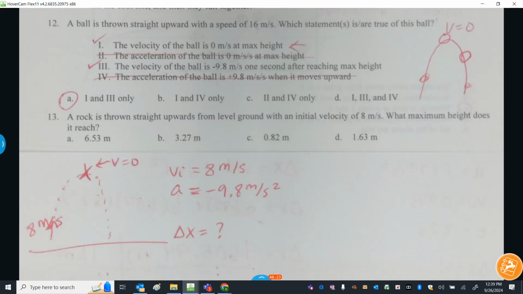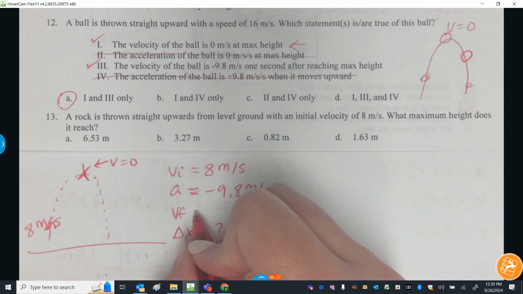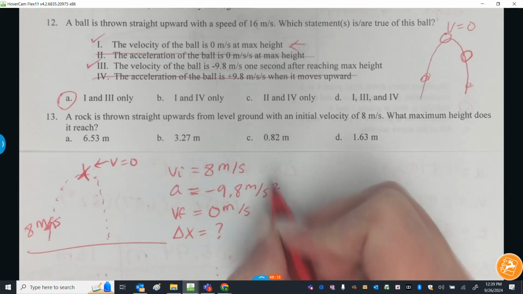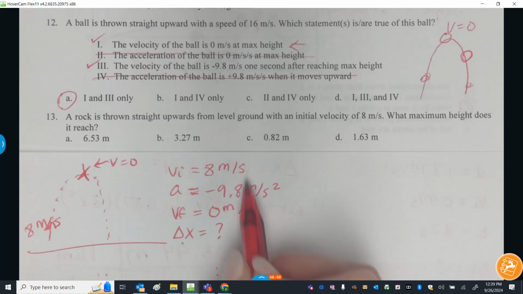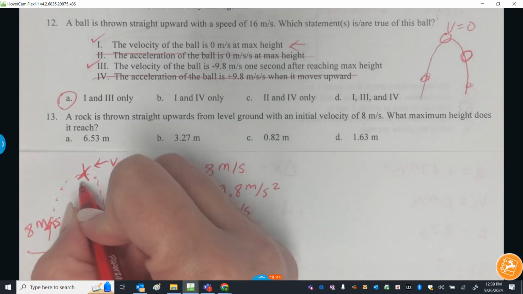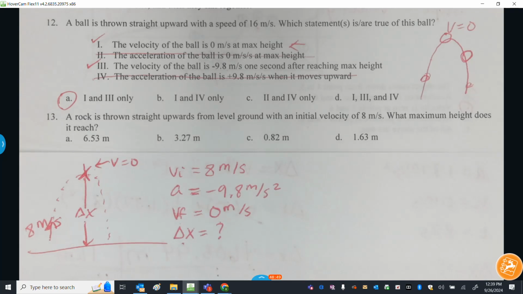So guess what? I can call that my final position. You can write V top if that makes you more comfortable, but that velocity up there at the top is 0. Because I am finding the displacement of the ball described here, I'm looking for the displacement when the velocity is 0, which means right there at max height, which is what I want. So with that information, we can now solve this problem.